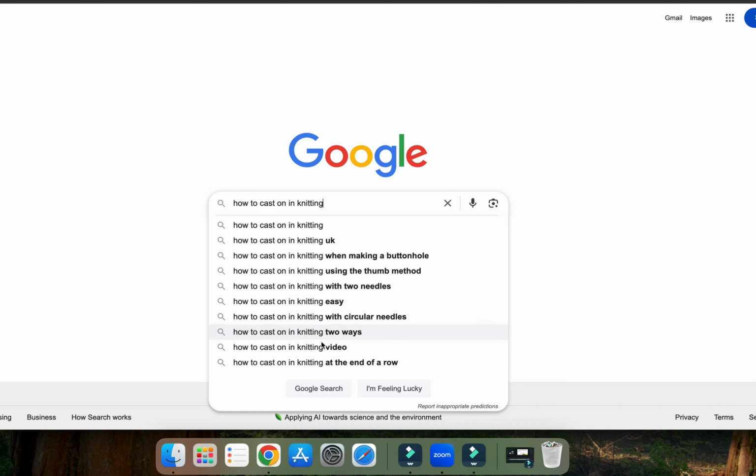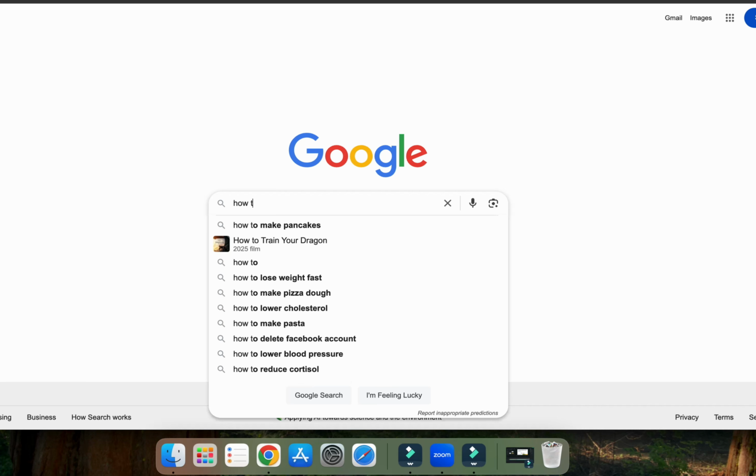it gives me lots of other variations? So how to cast on in knitting, or how to cast on in knitting when making a buttonhole, or using the thumb method. All of these could be your keywords. So it's another way of giving you some ideas of what keywords you can use. Let's just try another example.